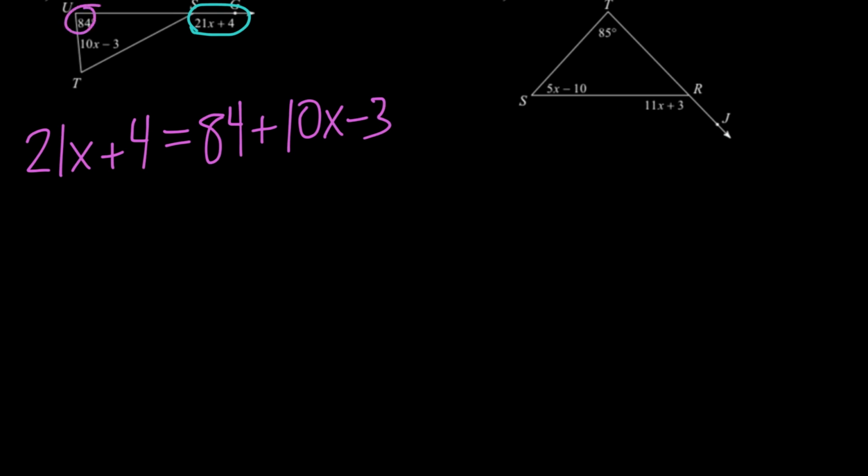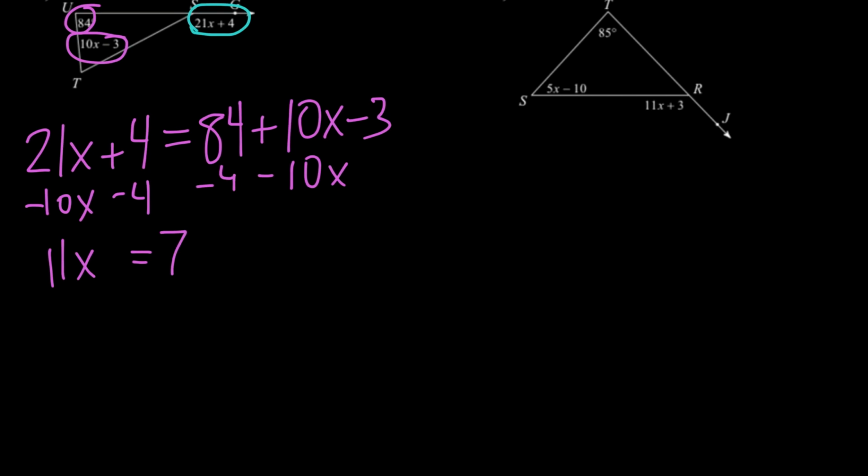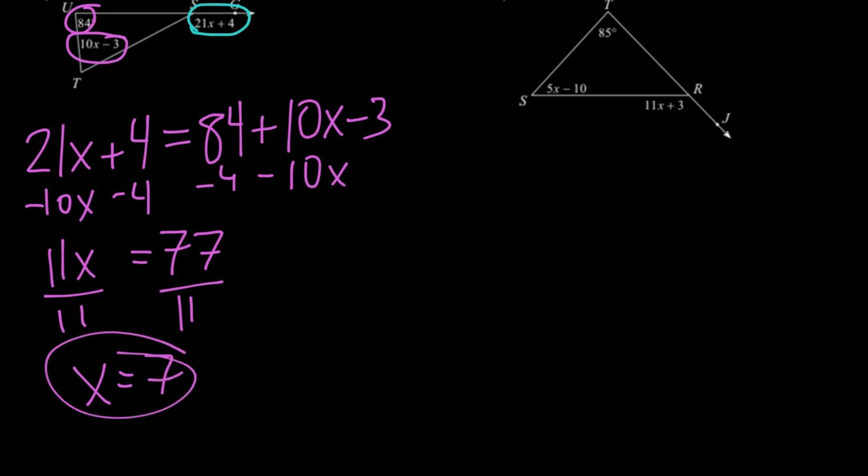So 84 plus 10x minus 3. As soon as we have our setup, it becomes a solve for x problem. So I collect all of my like terms, all my x's on one side and everything else on the other side. So 21x minus 10x gets me 11x. 84 minus 4 is 80, minus another 3 is 77. Last step is to divide out this 11, so x is going to equal 7 for this problem.